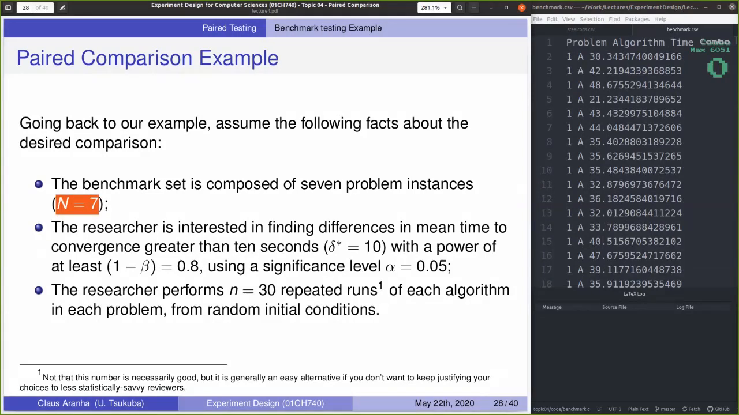Anyway, our sample size of problems is seven, okay? We are interested in seeing differences in mean time greater than 10 seconds. It probably would be better here to use a percentage, okay? With a power of at least 0.8, with a significance level of 0.05. So the researcher performs 30 repeated runs of each algorithm from random initial conditions. Because the algorithm has influence from random factors, the researcher repeats the analysis 30 times with different random seeds.